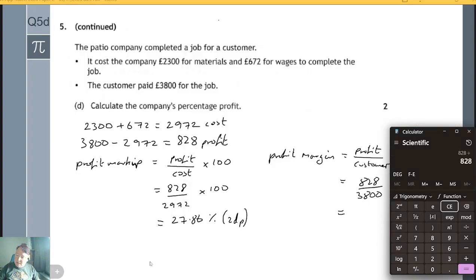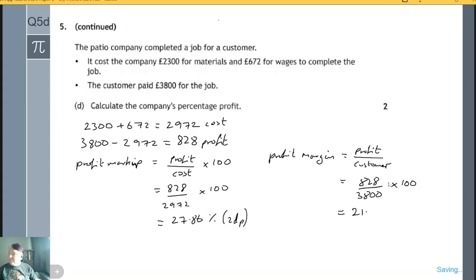So 828 divided by 3800, and we're going to times that by 100, and we get 21.789. So that 9 makes the 8 into a 9, so 21.79 to 2 decimal places. Like I say, I'm not sure which one it would be, and quite frankly, I don't think it's worth the stress for the 2 points of working out which one it would be. I would just get the 1 point that you get for working out the 828 profit. Right.